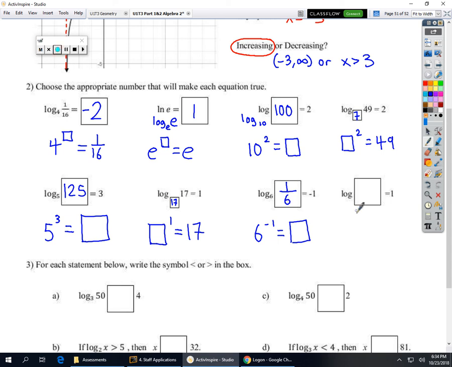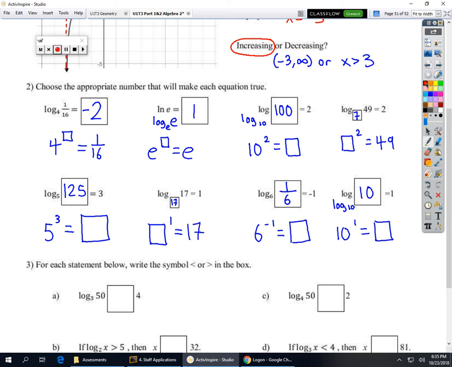All right, last one here. Okay, this one does not have a base. If there's no base, then you have to pretend that it is log base 10. So this question is asking 10 to the power of 1 equals what? 10, because an exponent of 1 does nothing.